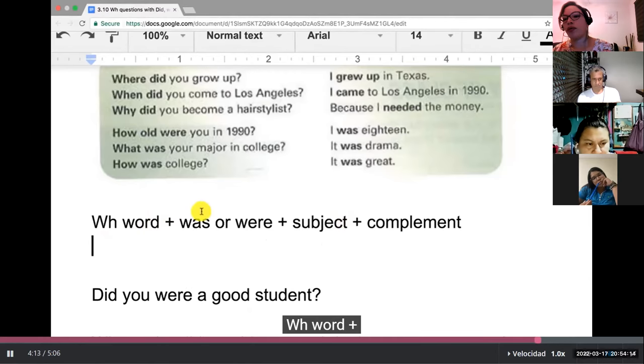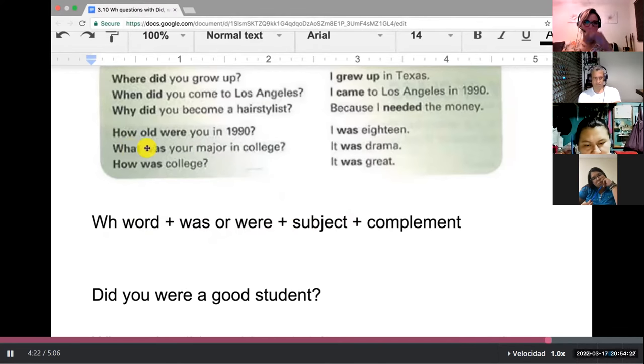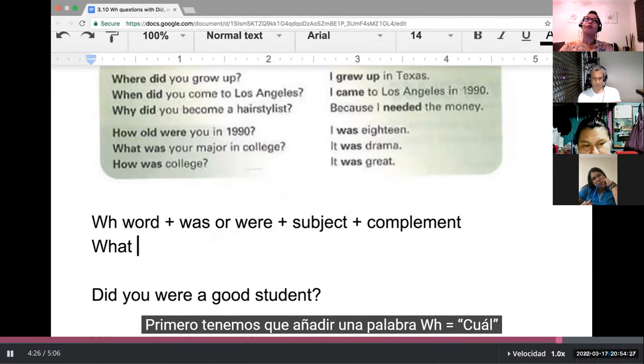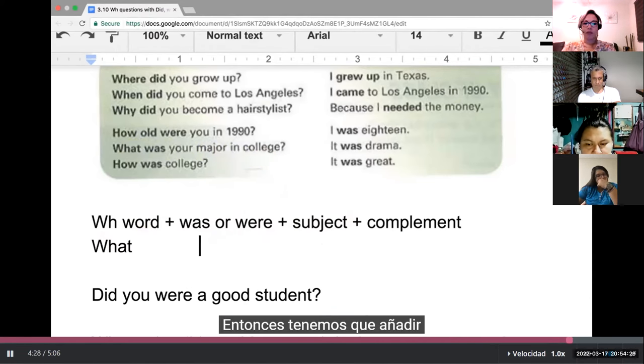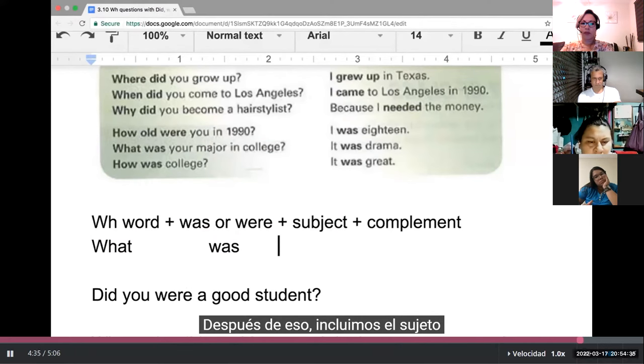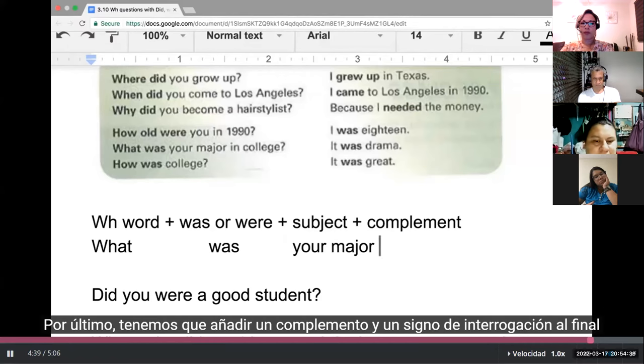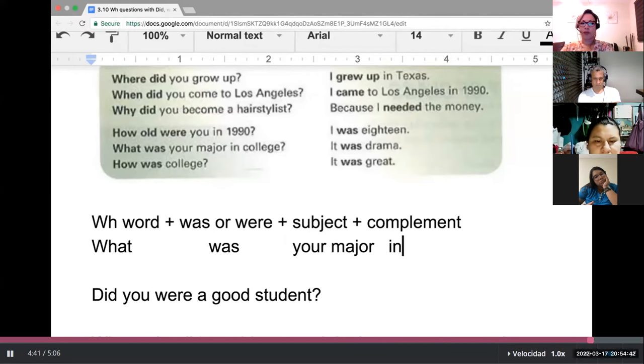WH word plus was or were plus a subject plus a complement. Let's break down an example from the chart. What was your major in college? First, we need to add the WH word, what. Then we need to add was or were. After that, we include the subject, your major. Finally, we need to add a complement and a question mark at the end.